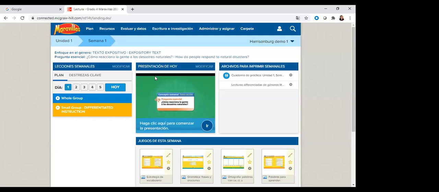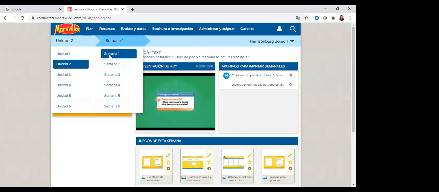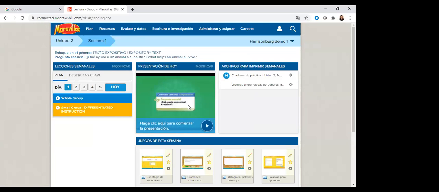I showed you through las carpetas de recursos how you modify this e-presentation, but you could also do it from here. And if you were in a virtual environment, in a Zoom meeting or in a team meeting, and you wanted to teach the lesson that I just taught, which is actually unit 2, week 1. Aquí, right? This is the lesson that I kind of talked you through.